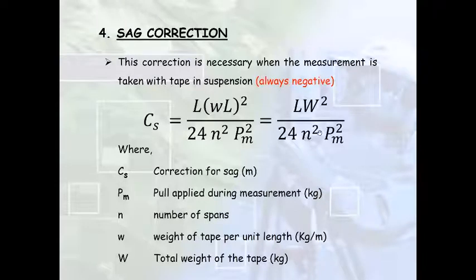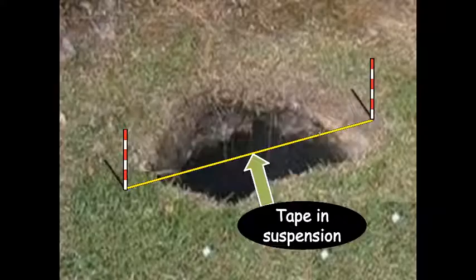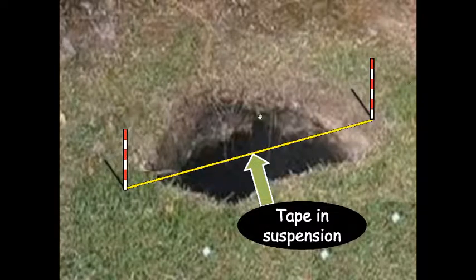Now we talk about the spans. Let's say instead of measuring this distance in one length, in one go of the tape, I introduce another point over here. So first I measure this distance from this point to this point, and then I measure this distance from this point to this point. So what I have done is that instead of measuring this in one go, I'm measuring this in two segments. And when you introduce more segments, the sag keeps on decreasing. So this total sag correction that I will get by introducing more spans will be lesser than the total correction that I get if I just have one span.